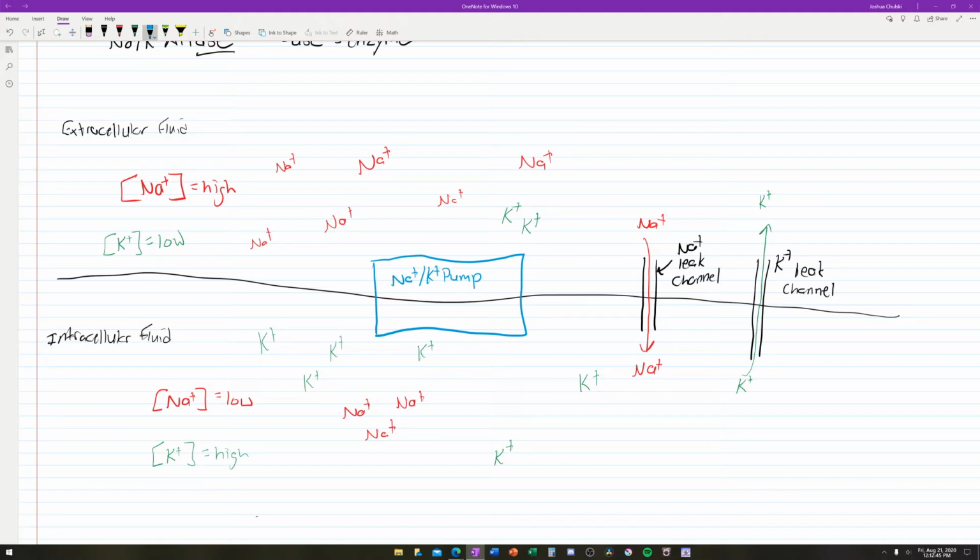So you know the word pump. What a pump is going to do is move things against the concentration gradient. So on the inside, sodium is low, and on the outside sodium is high, so I'm going to move sodium against its concentration gradient. The sodium potassium pump is going to take these three sodiums and pump them out of the cell. Okay, make sense? And then it's going to take these two potassiums and pump them into the cell.